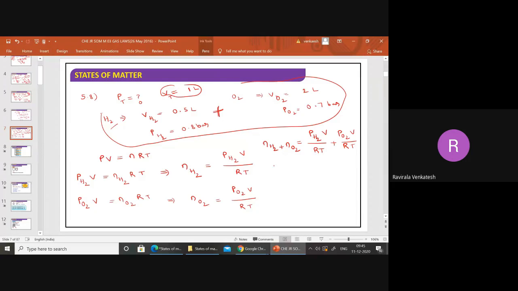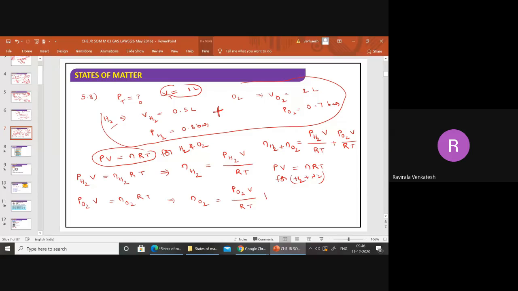Now again, we'll take PV is equal to nRT formula here. Based upon this PV is equal to nRT formula I have taken for individual gases here. This is for individual gases, for hydrogen and for what happened? Oxygen. Now this PV is equal to nRT, for what purpose am I taking? For mixture I have taken. This is for what mixture? Both hydrogen plus oxygen.